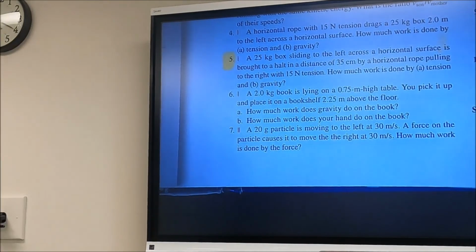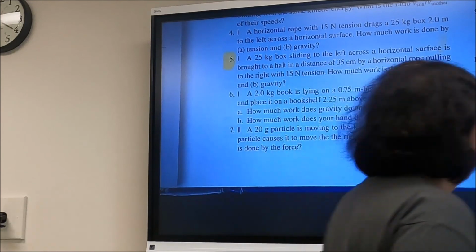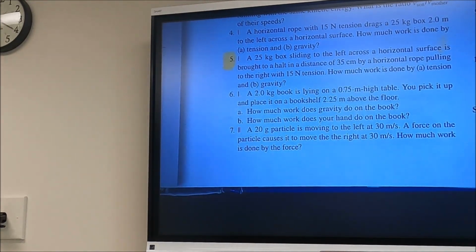Okay, problem 6 says a 2 kilogram book is lying on a 0.75 meter high table. You pick it up and place it on a shelf 2.25 meters above the floor. How much work does gravity do on the book, and how much work does your hand do on the book? Now, if you think about this, your hand is working upward, gravity is working downward, okay?